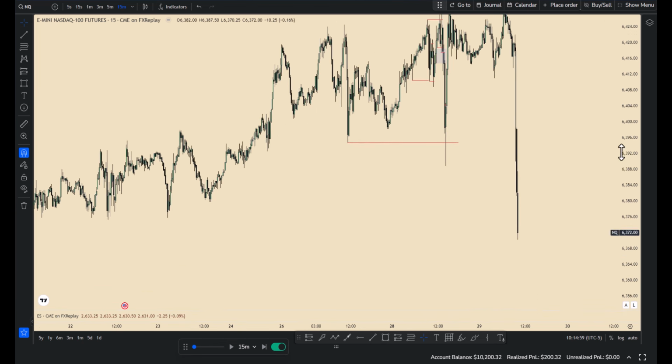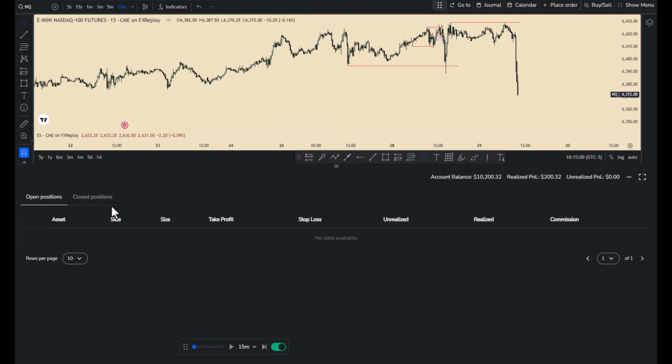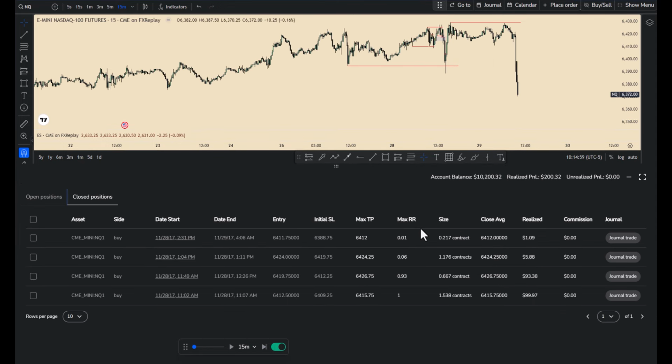So I guess this is the end of the session. We took 4 trades, I believe. Let's see. Yeah, 4 trades, 2 winners, and 2 break even.